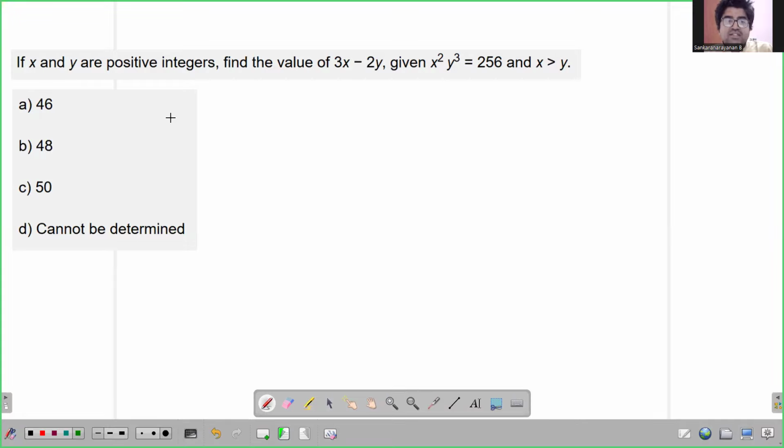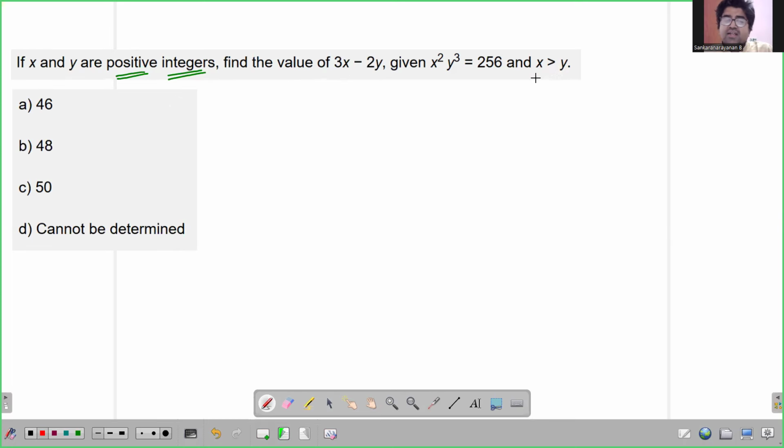Now let's consider this question. If x and y are given to be positive integers, find the value of 3x minus 2y, but it's given that x square into y cube is equal to 256. It's also given that x is greater than y.